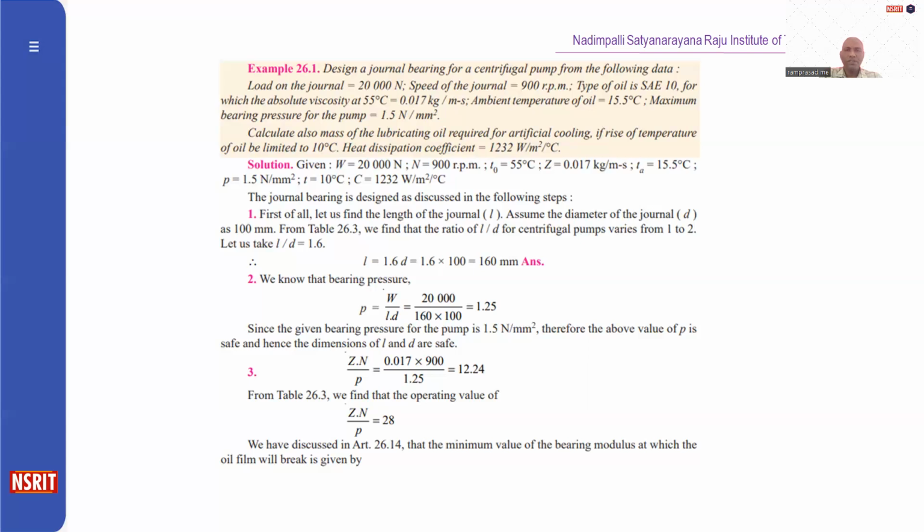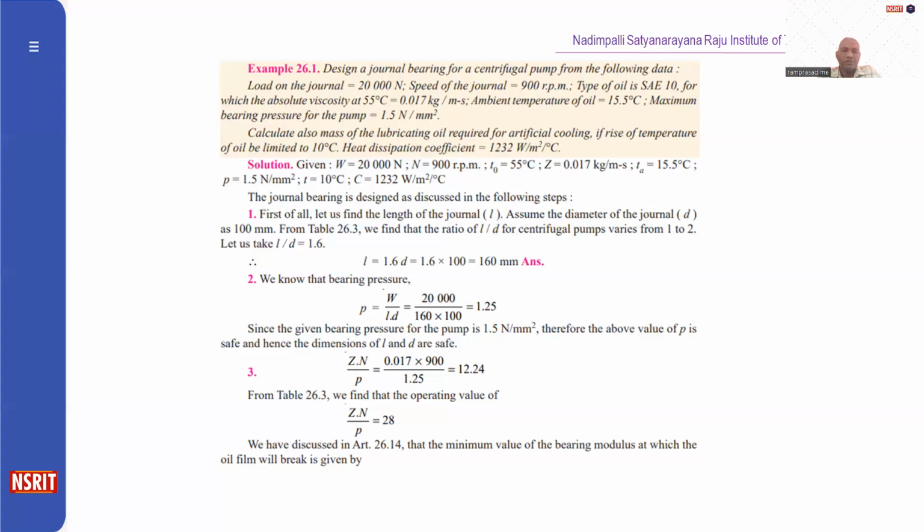So here Z is given as 0.017 kg per meter second, into N is equal to 900, divided by pressure is equal to 1.25 from the data book. That is equal to 12.24. So totally you are getting 12.24. From the table, Zn by P value is 28.